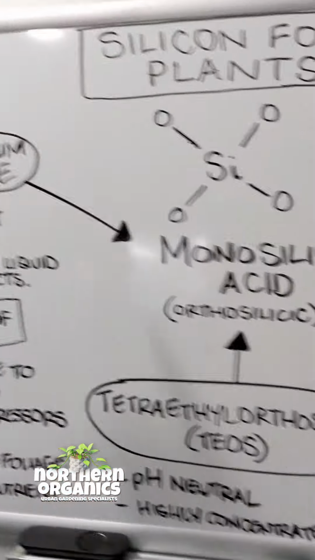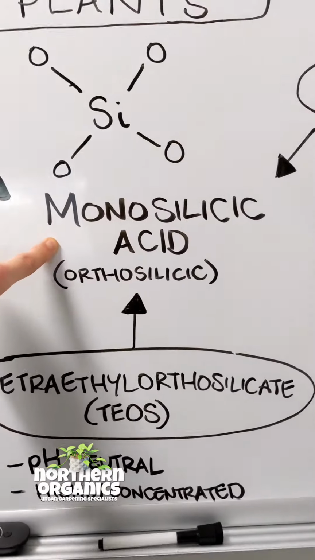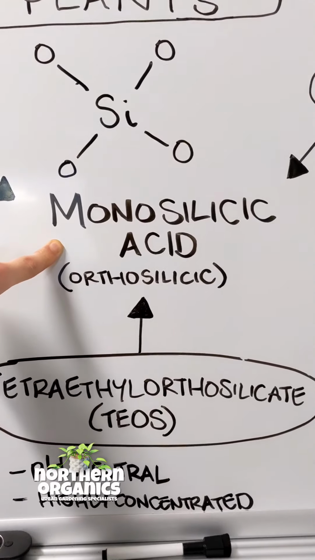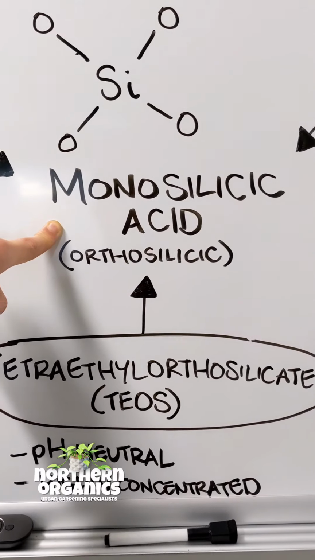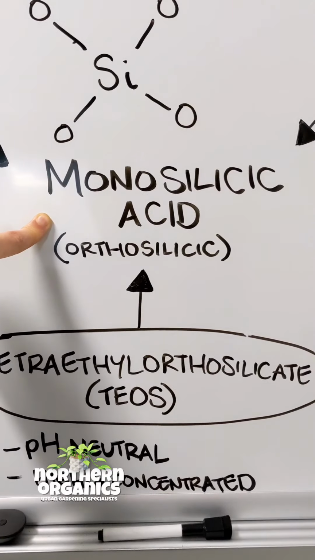All three of these groups, when used correctly, will yield monosilicic acid, which is the form in which our plants are able to access, and the form that will confer all of the benefits to our crops that I mentioned earlier.